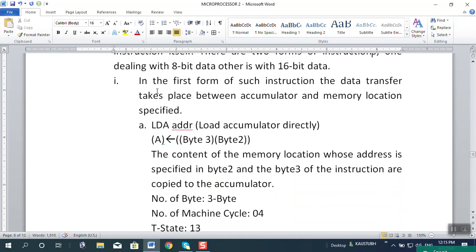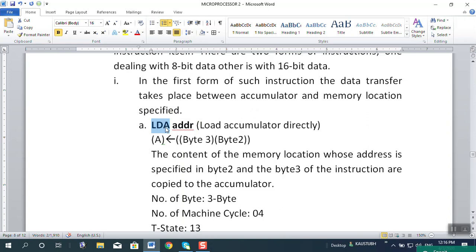So in the first form of such instruction, that is for the 8-bit, data transfer takes place between the accumulator and the memory. Only the accumulator and the memory location. So the instruction is LDA address. Whenever we write this address, it means the address of the memory location. The meaning of LDA is load accumulator directly.